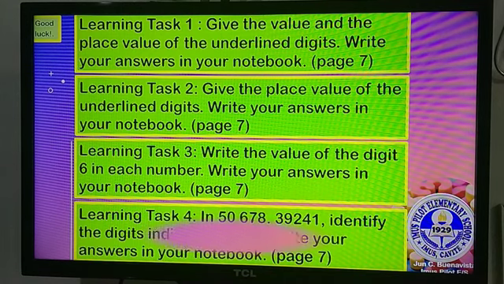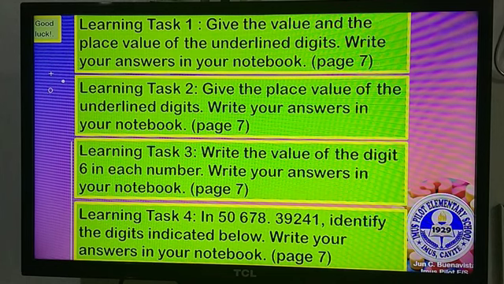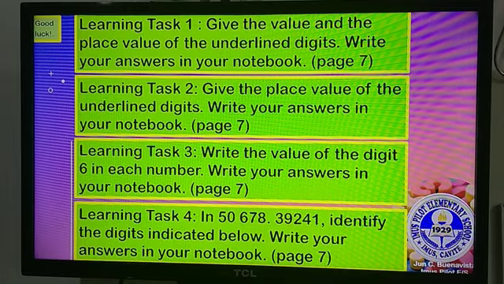Then, learning task 4, in 50,678 and 39,241 hundred-thousandths, identify the digits indicated below. Write your answers in your notebook. Sa page 7 din po ito ng inyong math module. Para kagaya nun sa ginawa ko kaninang example.